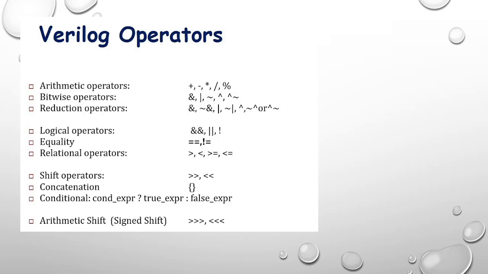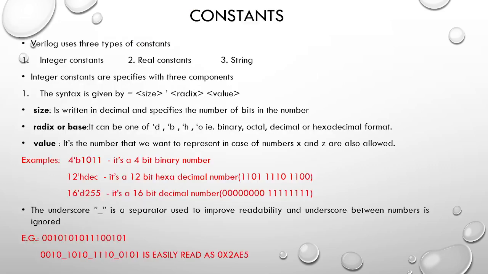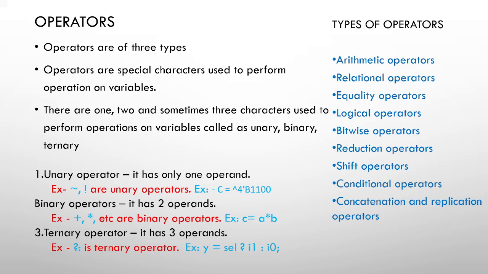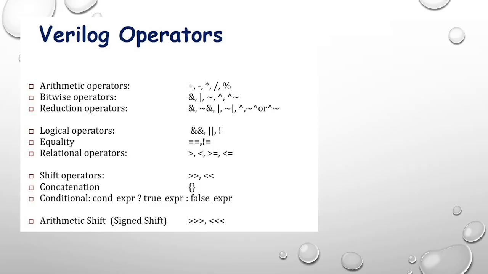Now every operator has some symbols. When it comes to arithmetic, it is plus, minus, multiply and so on. When it comes to bitwise operators, it is and, or, XOR, like this. So this is about operators, one of the lexical tokens, and you will learn about these operators in detail in the upcoming videos.